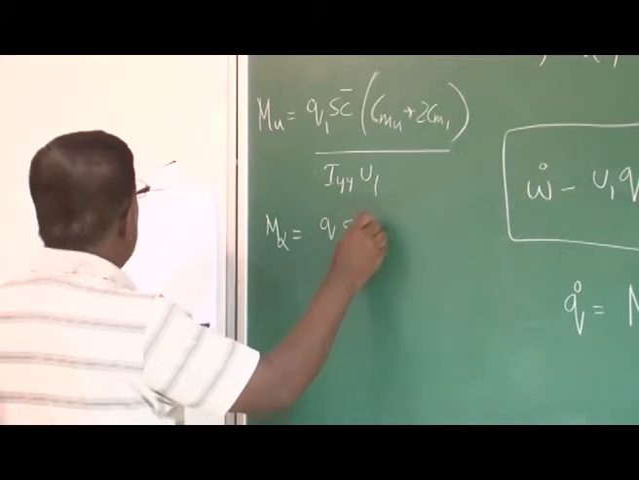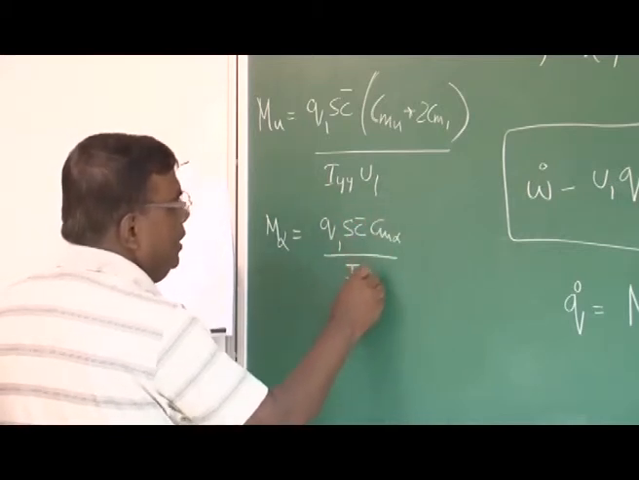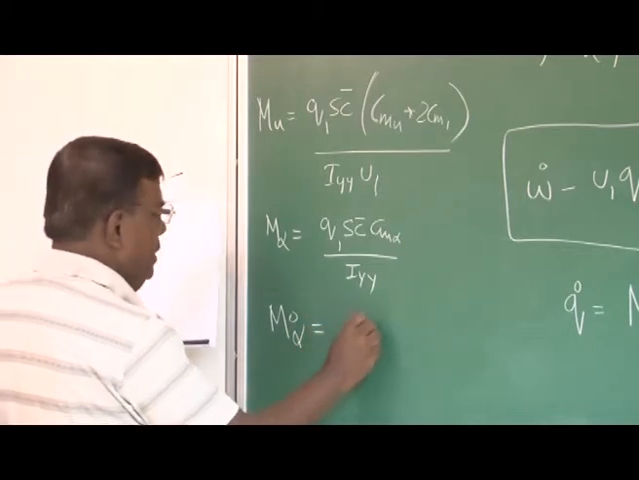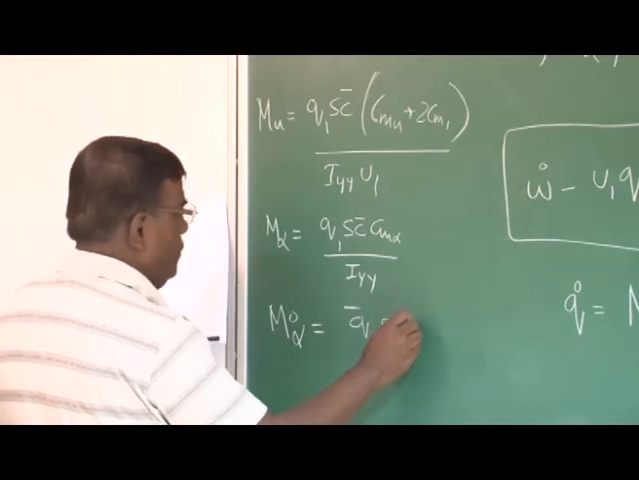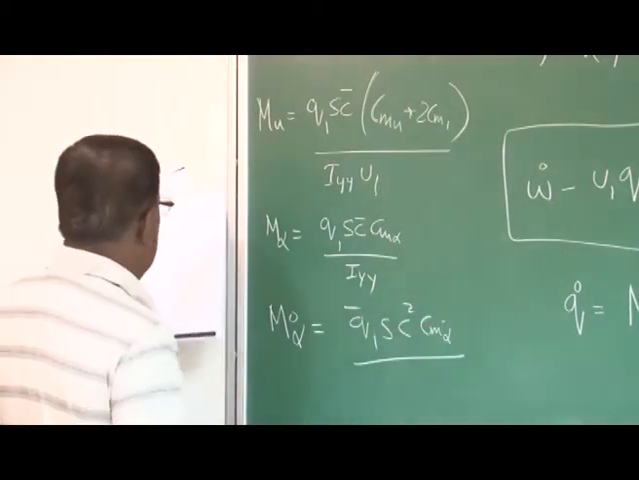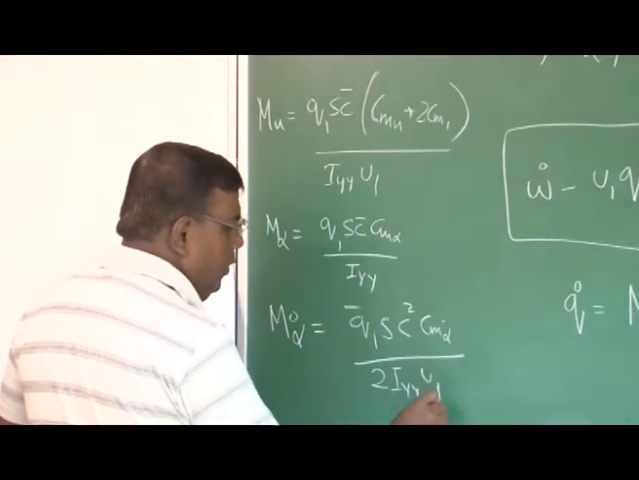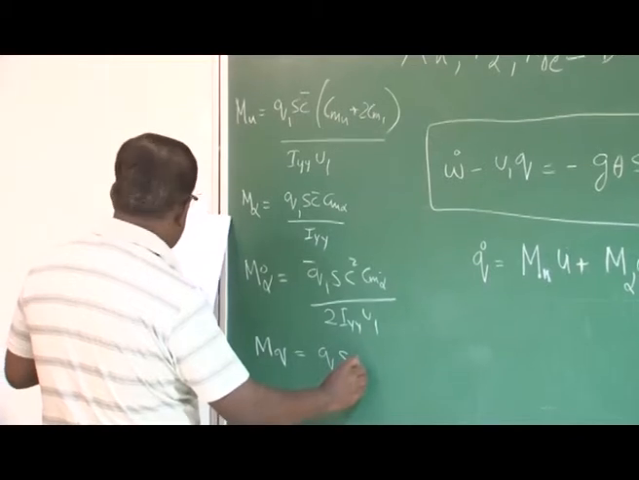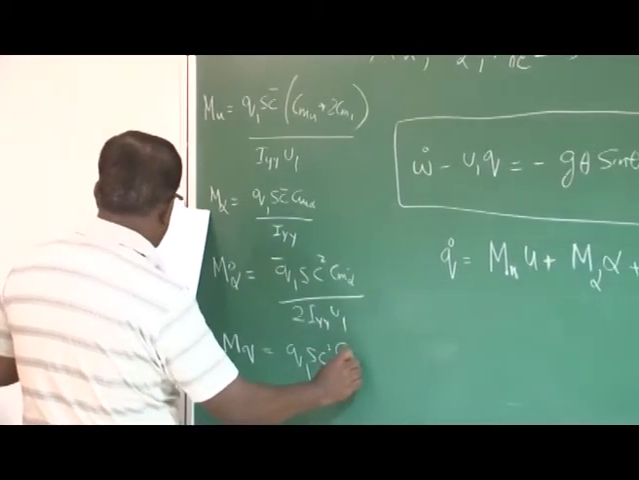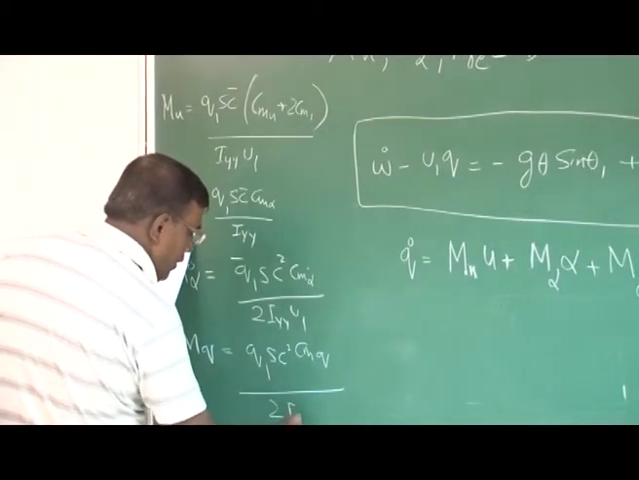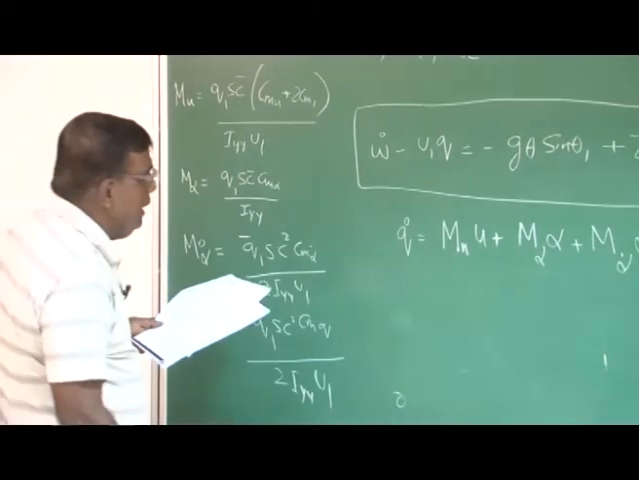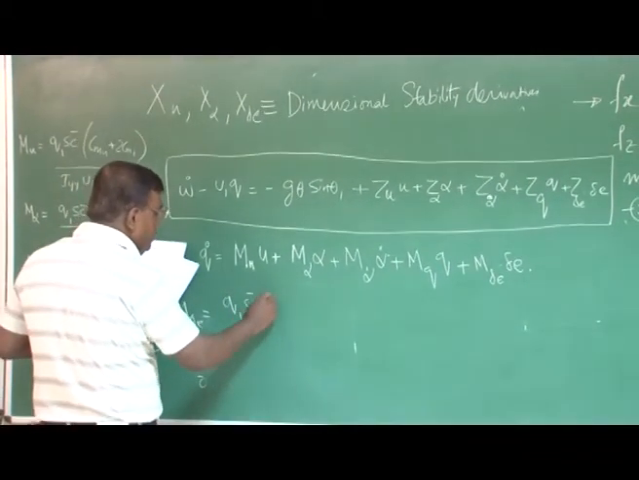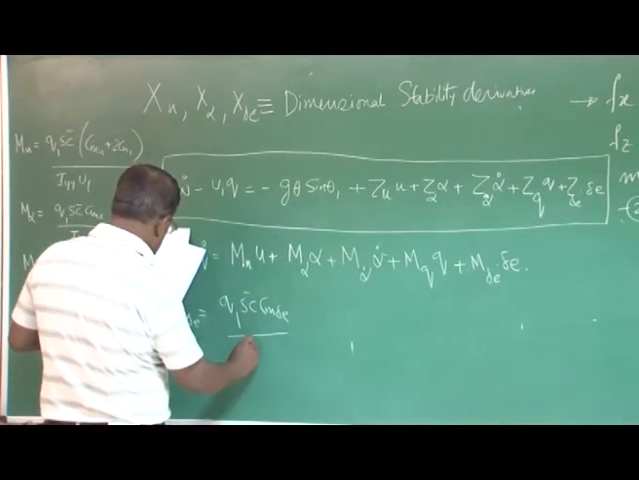Then M_alpha would be equal to Q1 S c bar C_M alpha by I_y. M_alpha dot would be equal to Q1 S c square C_M alpha dot by 2 I_y U1. M_q will be given as Q1 S c square C_Mq by 2 I_y U1, and then M_delta E will be equal to Q1 S c bar C_M delta E by I_y.